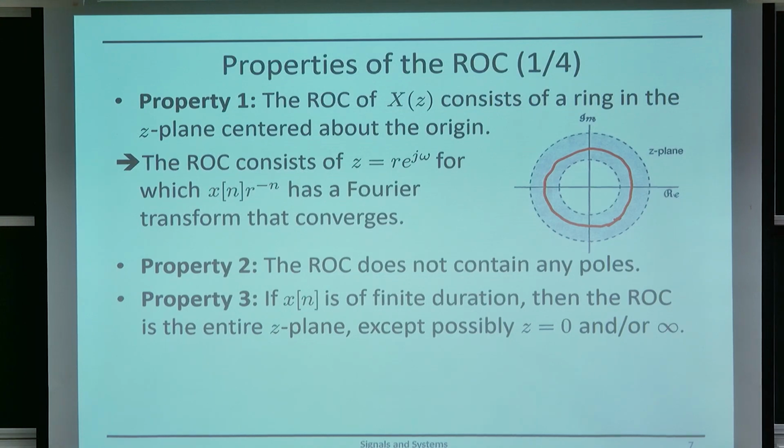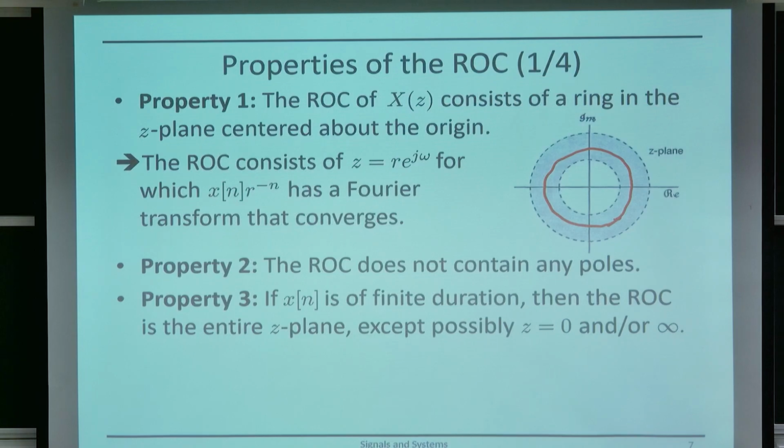So the ROC does not contain any poles because, again, the value of X at the pole is infinity. And if x[n] is finite duration, then the ROC is the entire Z plane, except possibly at 0 or infinity. So it could include the entire Z plane, but with some exceptions at 0 or infinity. So why do we have these exceptions at 0 or infinity?